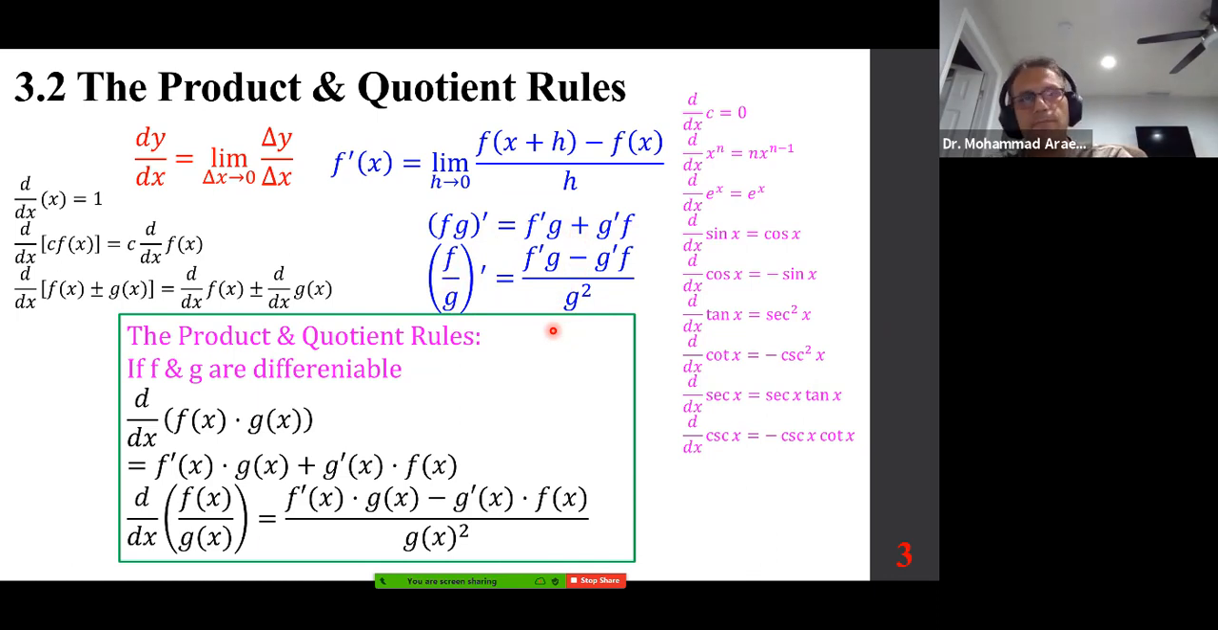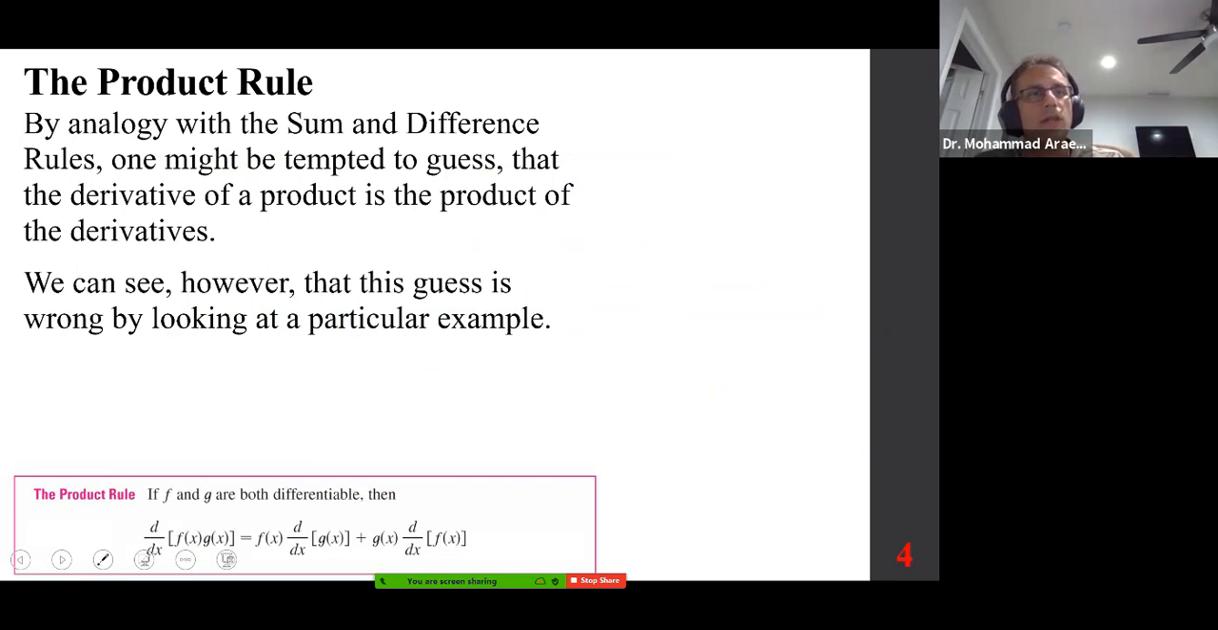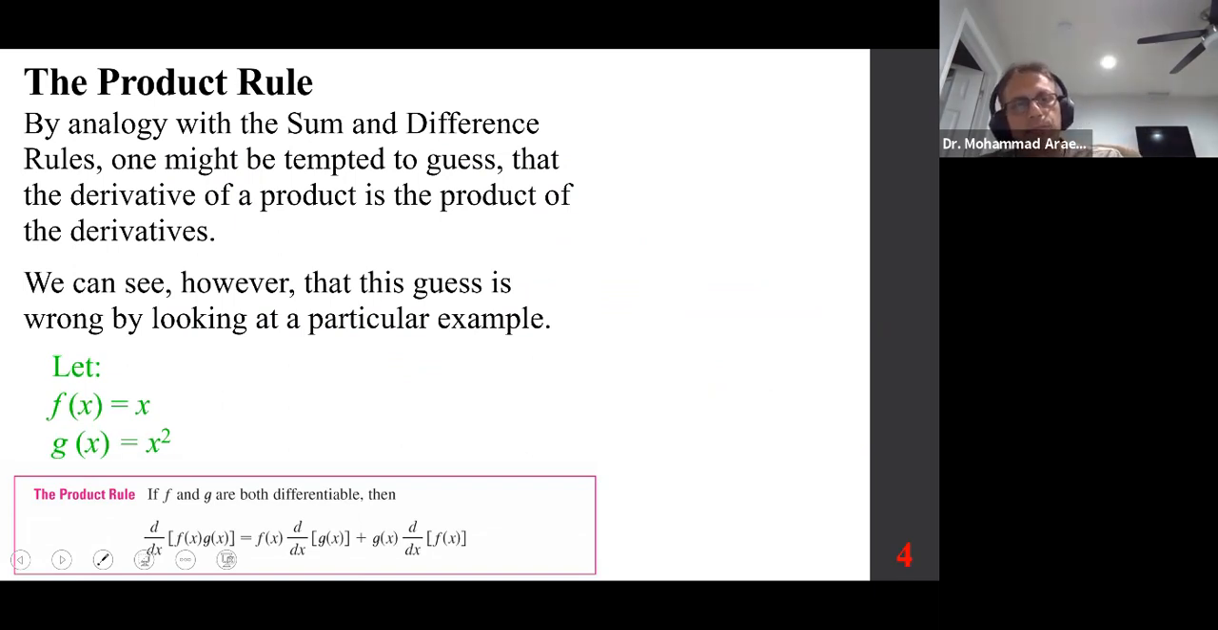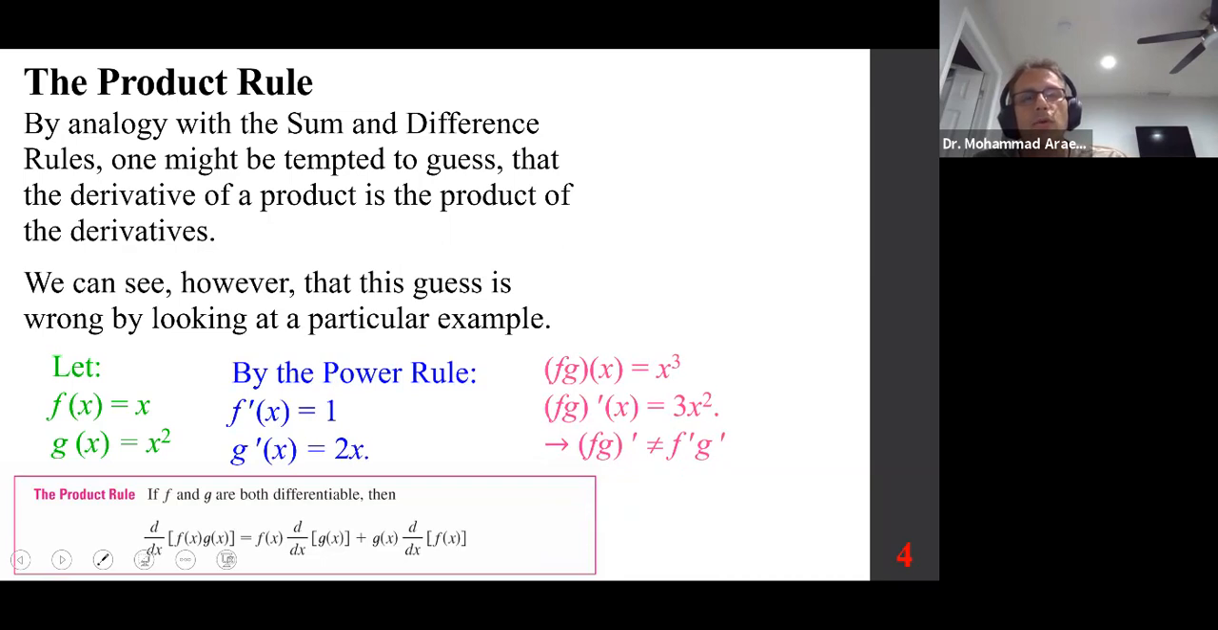And we are going to first look at the concept of an analogy with the sum and the difference, that it cannot be used in the same manner. Okay, what do we mean by that? If you let f of x be x and g of x be x squared, by the power rule, the first one gives you 1, the second one gives you 2x, okay? So (fg) of x is not equal to f prime g prime of x. In other words, what I'm trying to say is that the sum rule and the difference rule doesn't work here, and that's important to understand. So you can see that doesn't work.